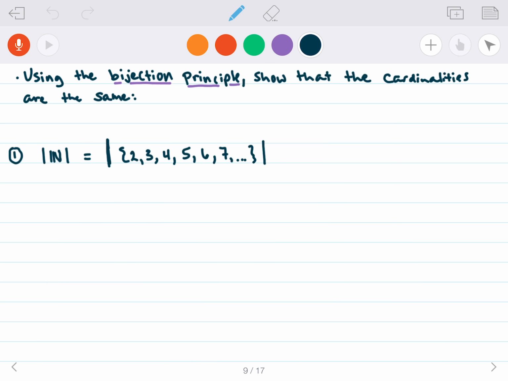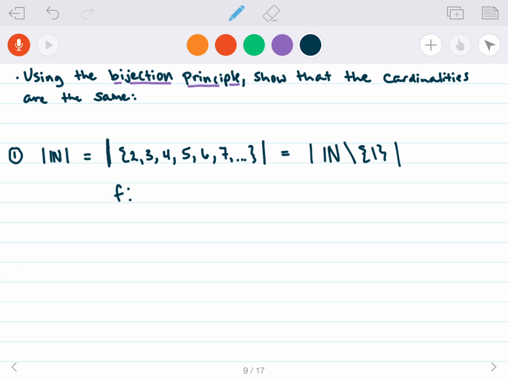Okay, so let's do some examples. Using the bijection principle, show that the cardinalities are the same. The first set we're looking at is the set N, the natural numbers, and we want to show that it has the same cardinality as the natural numbers minus 1, which is the set N without 1. How do we do this? We need to find a function that goes from the natural numbers to the natural numbers minus 1, or vice versa.